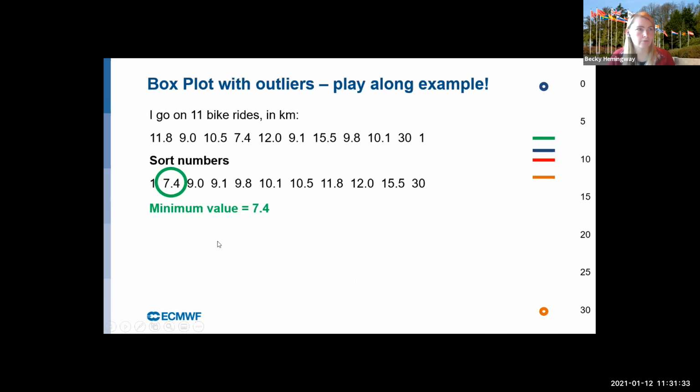And again, we draw that on our plot. Our maximum value, again avoiding the outlier, which is 30, is at 15.5. Again, we draw that on our plot. Our range, this is just for information. We don't actually use this information much. But the range is 8.1 because we take the minimum away from the maximum.